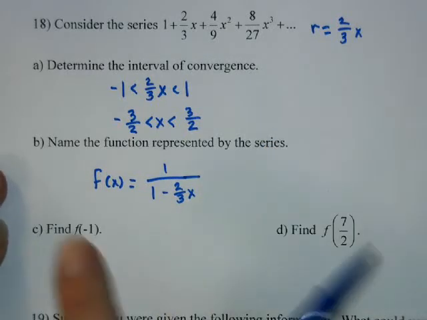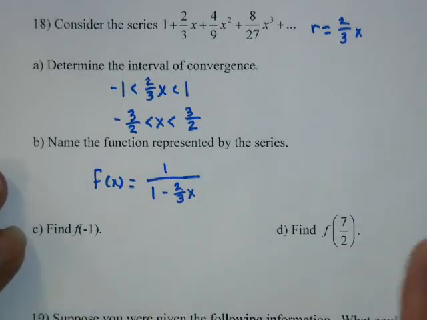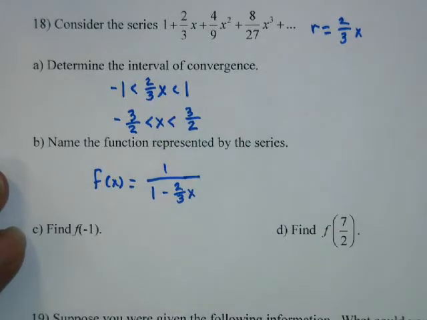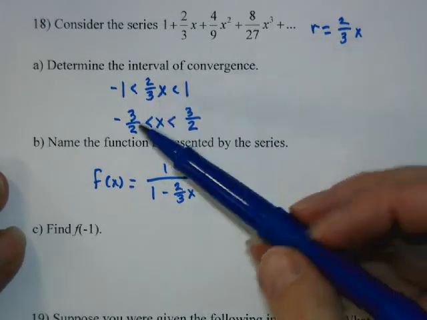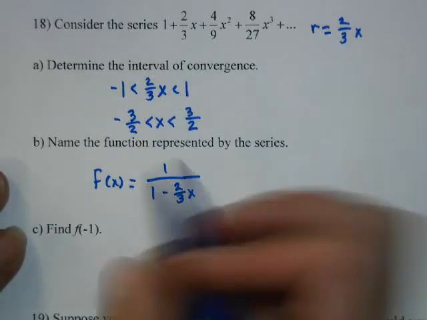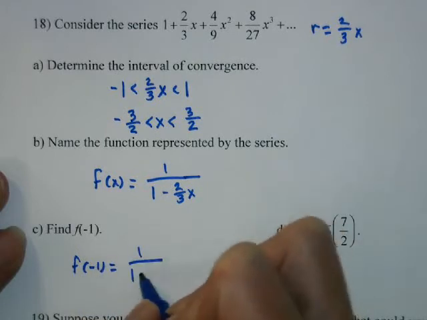These next two, we're going to use this equation to evaluate if we can, meaning we can only plug in values between -3 halves and +3 halves. So is -1 in there? Yep, so we're good. So we're going to have 1 over 1 minus 2/3.